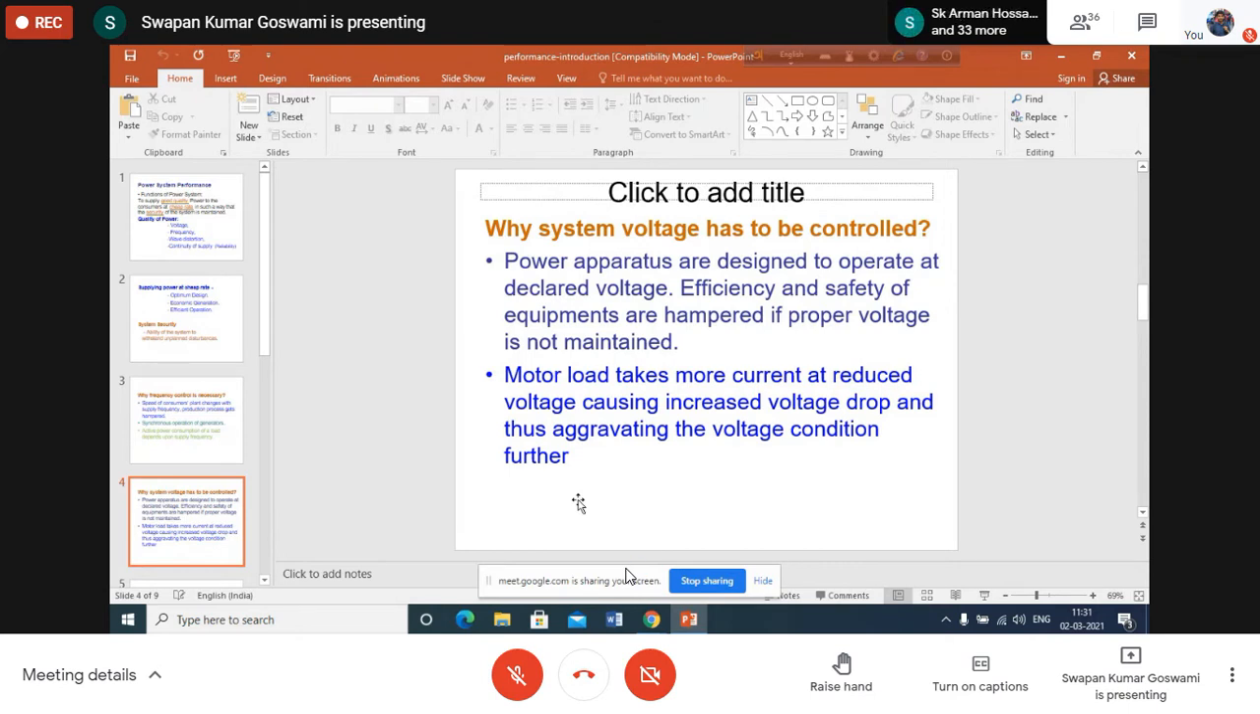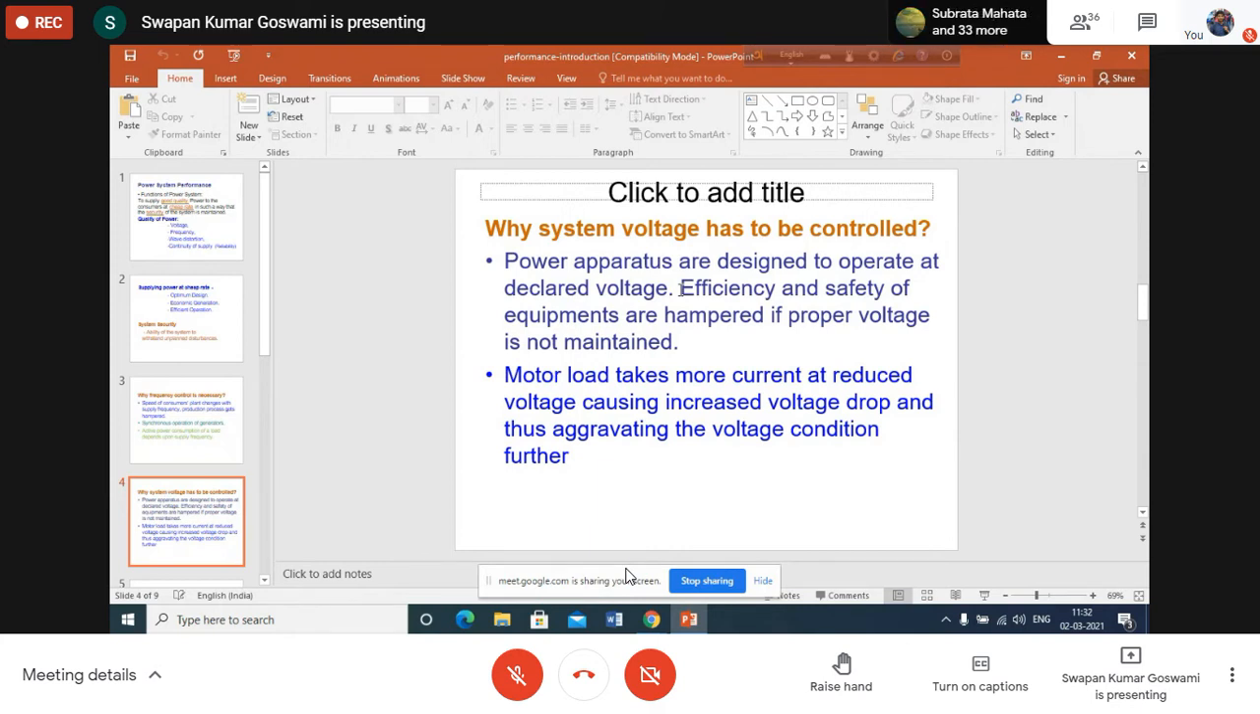The efficiency of the operation of the equipments will be hampered. So for maintaining proper life and safety of the equipments, voltage has to be kept constant, and also for maintaining efficient operation, to have the desired work done by the power system equipment, you must maintain the constant declared voltage at the different nodes of the power system.